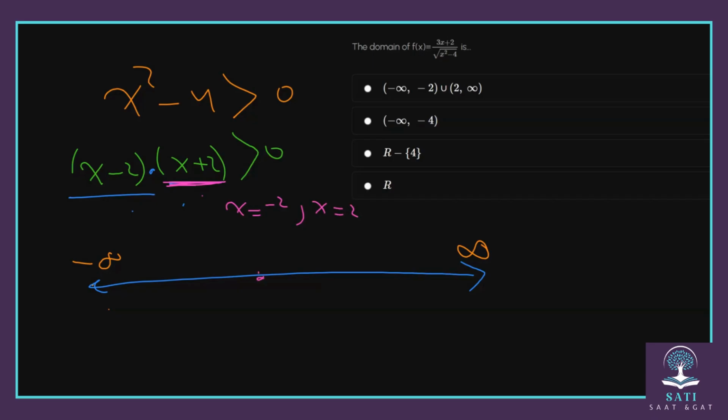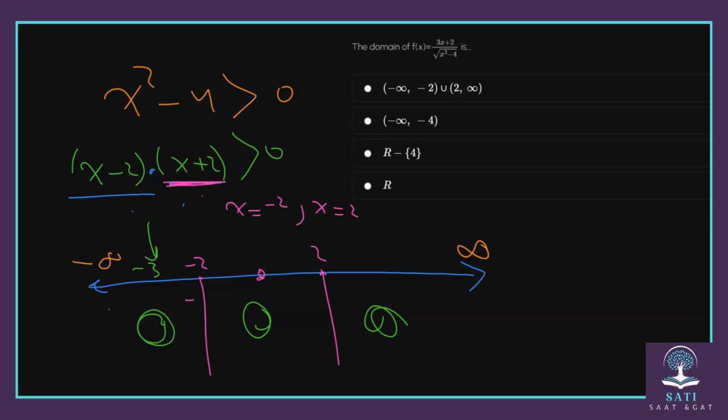Draw these on the number line. This one is 0, here will be negative 2, and here positive 2. Now we have three regions of numbers, so you have to study each region. Is it possible to put a number from this region in the domain or not? When I take a number from this place, between negative infinity and negative 2, I'll take negative 3.